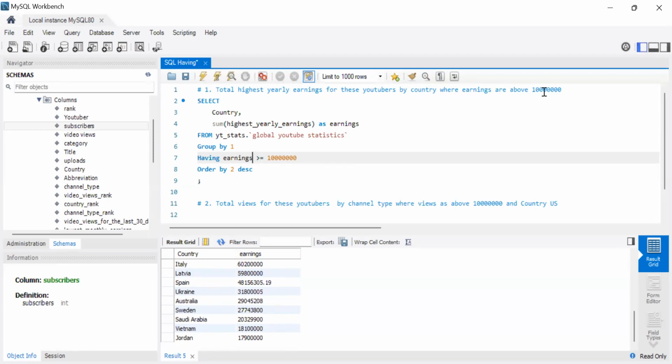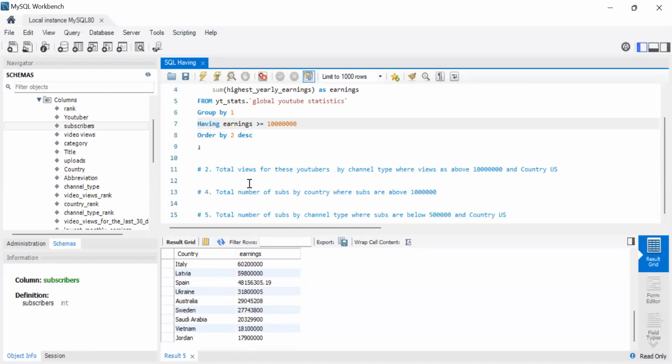This next example is going to use WHERE plus HAVING, so you'll see where they each come in handy. Total views of these YouTubers by channel type, where views are above 10 million. Should I do 1 million?